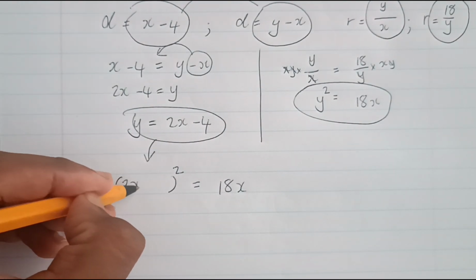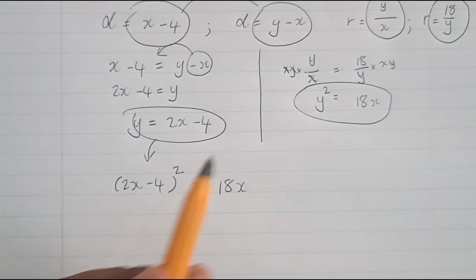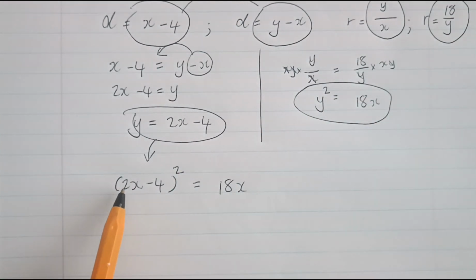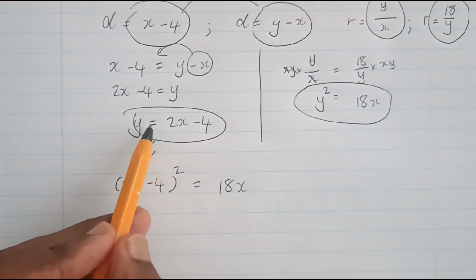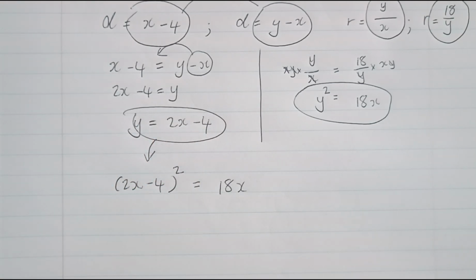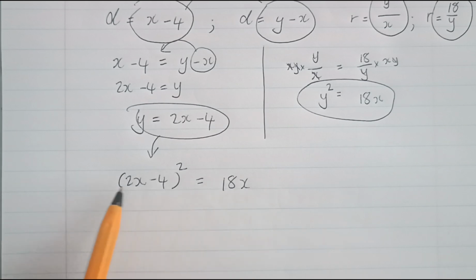...which is 2x minus 4. Okay, what did I do? I wrote this equation, y squared equals 18. But instead of y, I replaced it with this equation. Okay, we're solving simultaneously. What we've created is an equation that only has one variable, only x's. So therefore, we can solve for x.